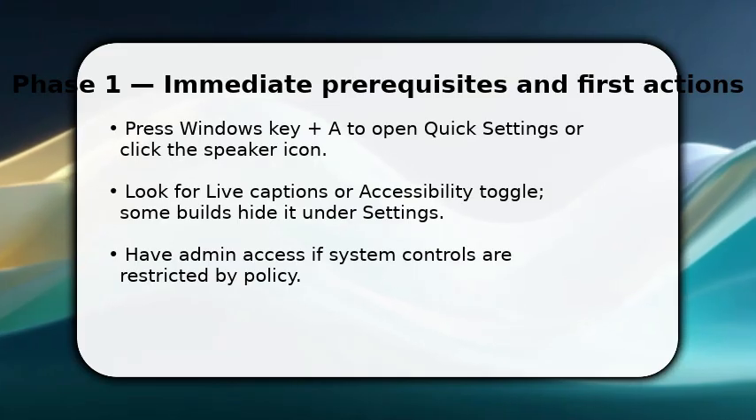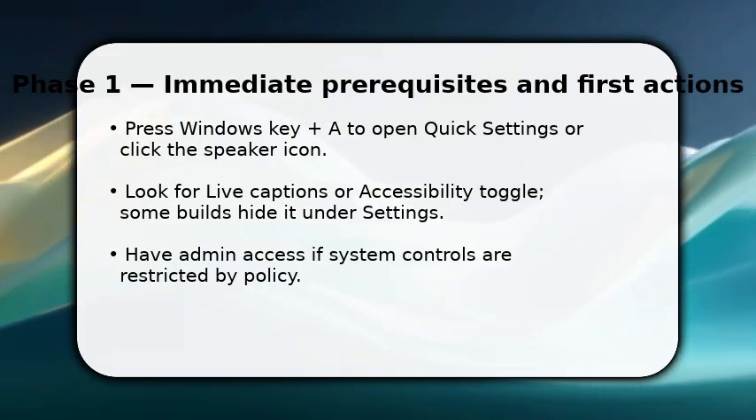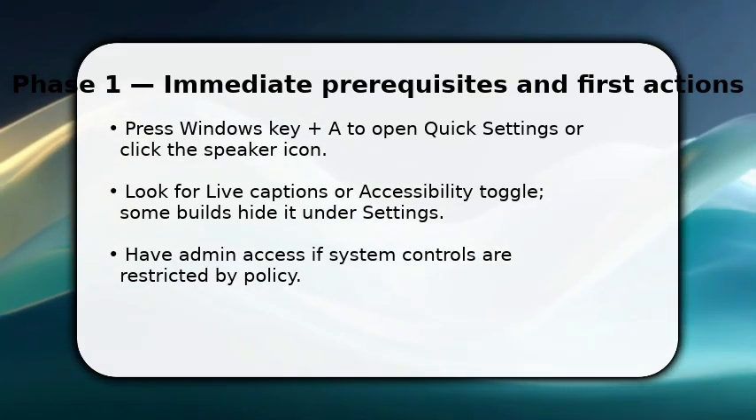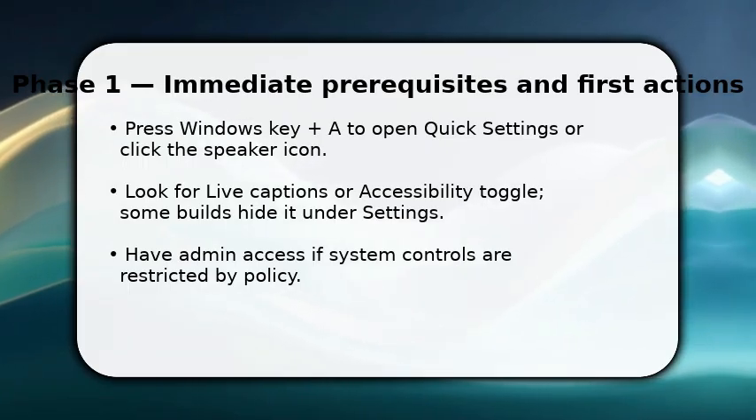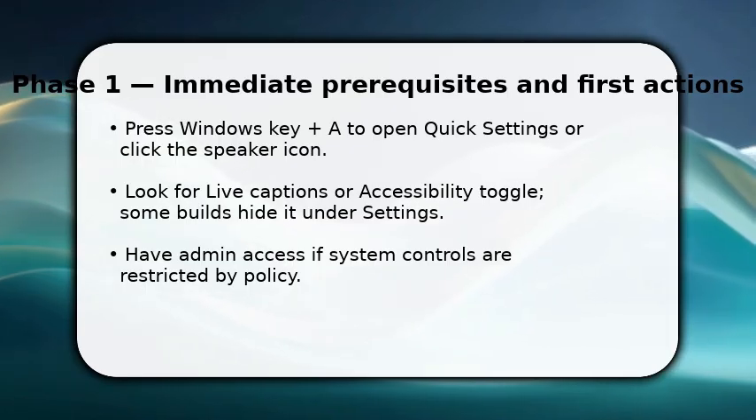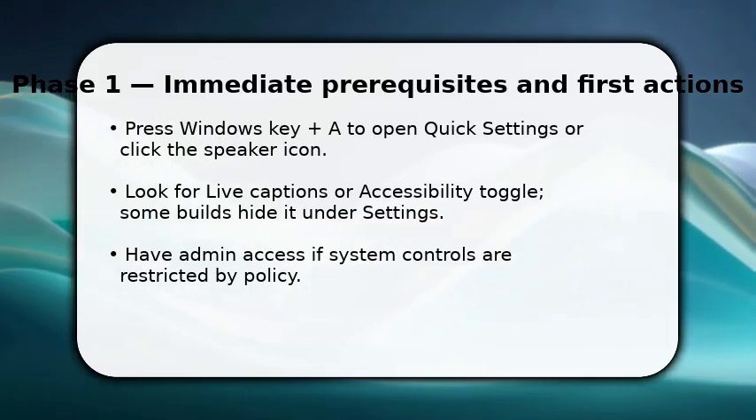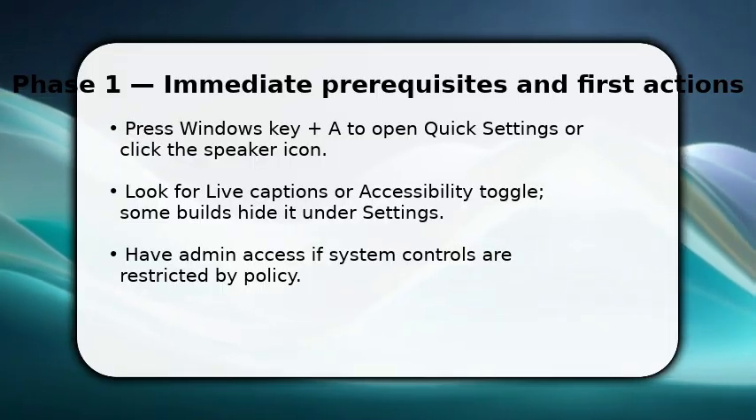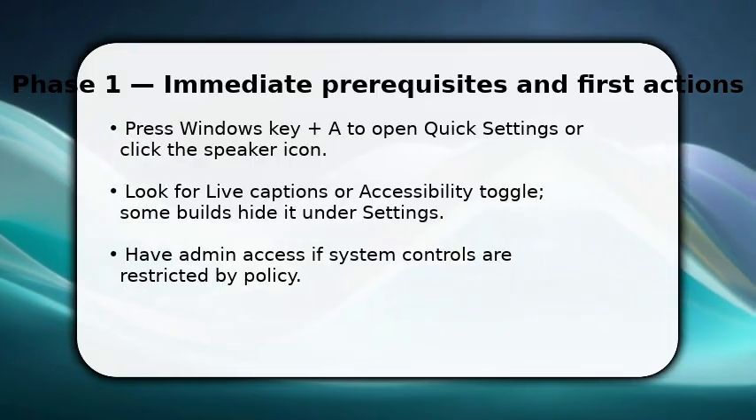Start by opening the settings that control audio captions. You can press Windows key plus A to bring up quick settings, or click the speaker icon in the taskbar. This gets you where captions live. Once you see a Live Captions or accessibility option, you're ready to act. If you don't see it, open Settings and search Live Captions.